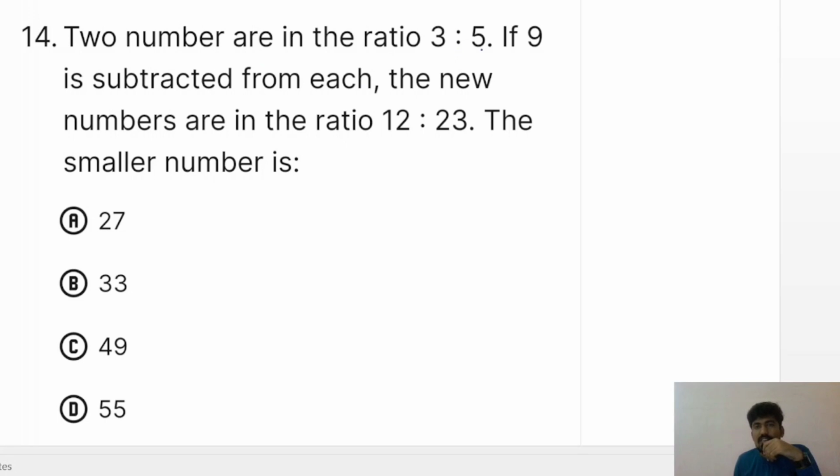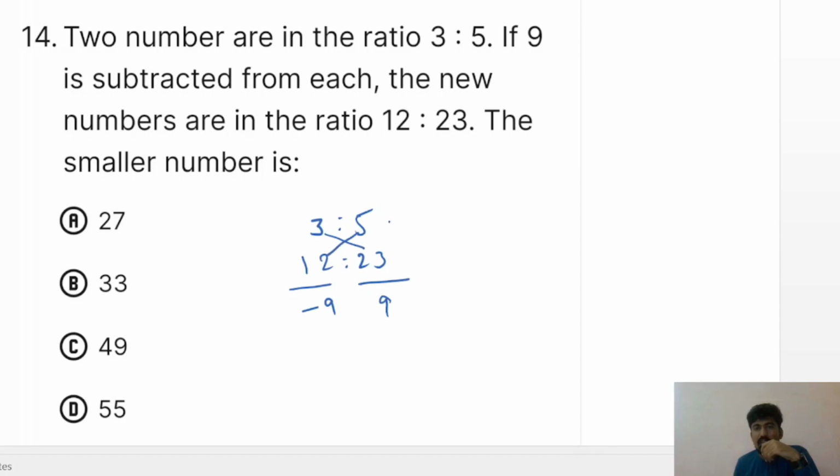Two numbers are in the ratio 3:5. If 9 is subtracted from each, the new numbers are in the ratio 12:23. The smaller number is. So we saw this in the 7th question. Initially they are in the ratio 3:5. If 9 is subtracted from each, the ratio becomes 12:23. Then we have to find the smaller number, that is, the first number. 9 is subtracted, 9 is subtracted.